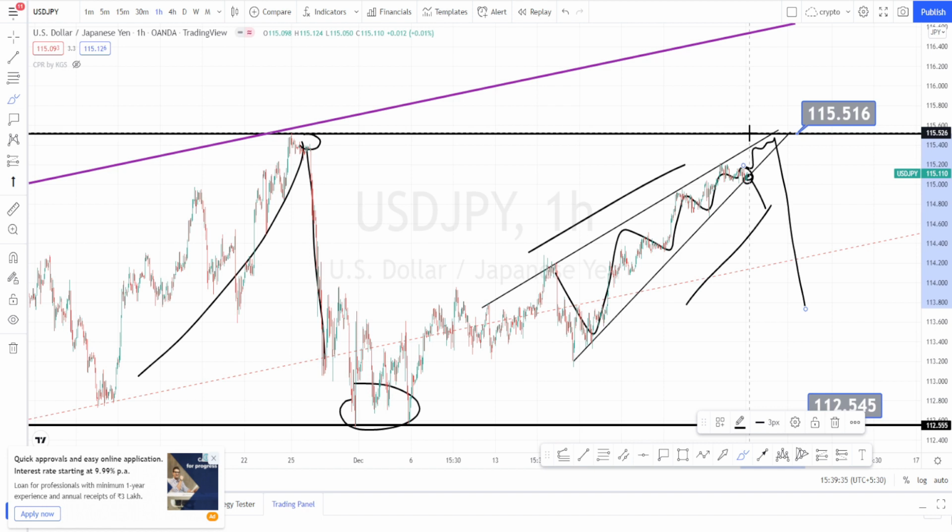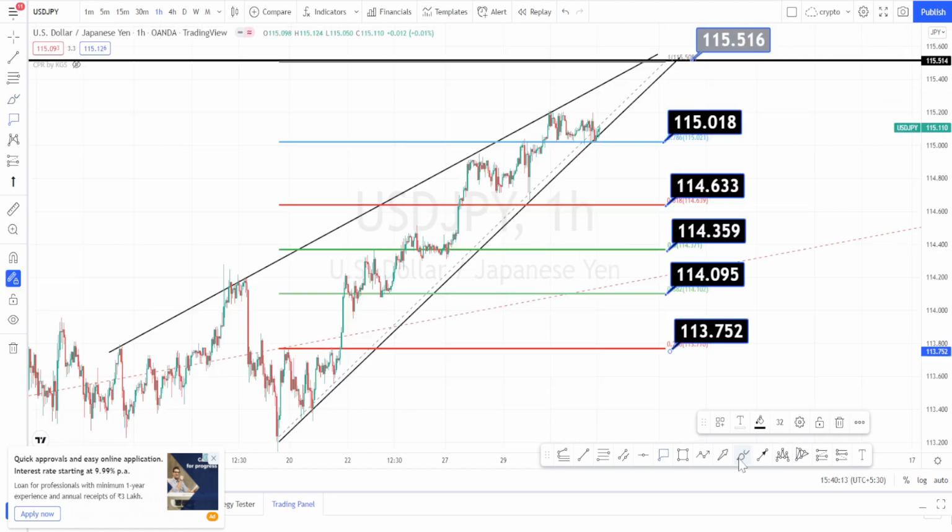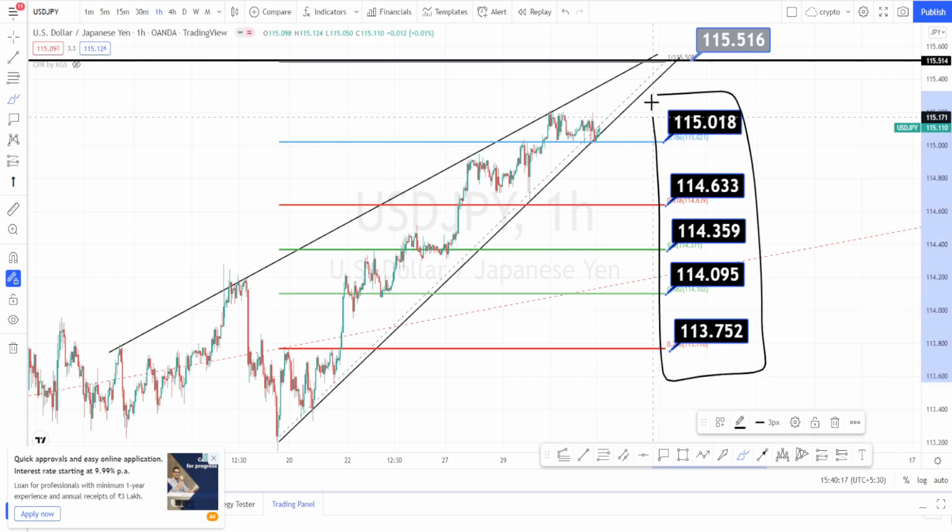Let us mark the support and resistance levels. So these are all the support and resistance levels in hourly time frame. Currently it is in a bullish trend. I am expecting it to go up to the level of 115.516, then a trend reversal to happen. Wait for it to break this support line or the trend line, then you can take a trade on the bearish side. Let us do the analysis in 30 minutes time frame.